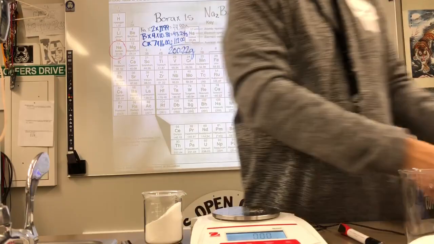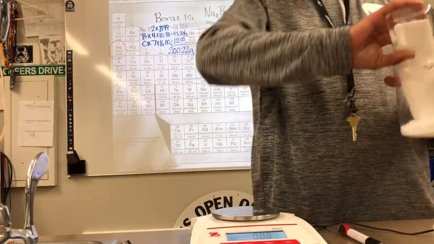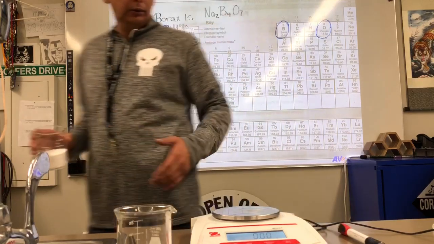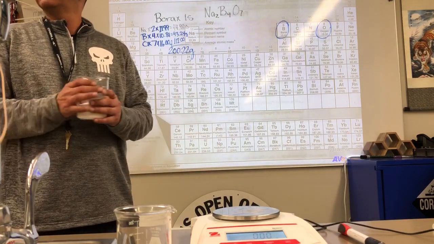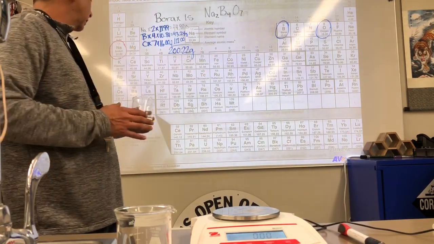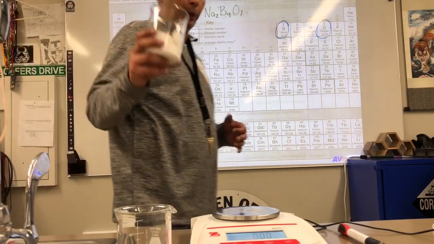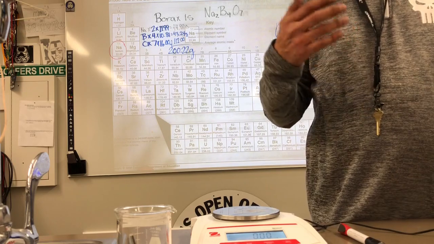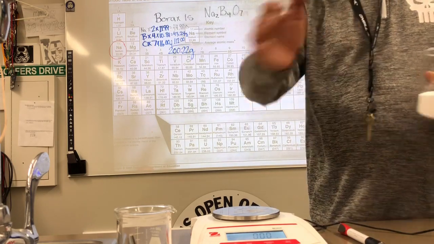Now, I will take this substance known as borax. Where is my box? The box. Well, this is borax, also known as 20 Mule Team. Sometimes it can be used for detergent for laundry.